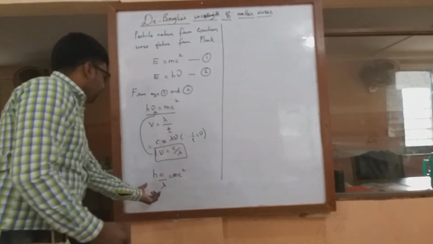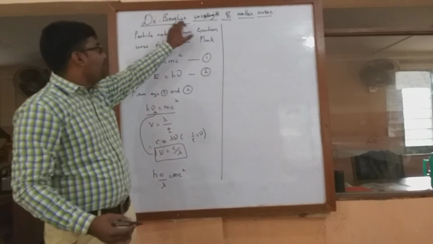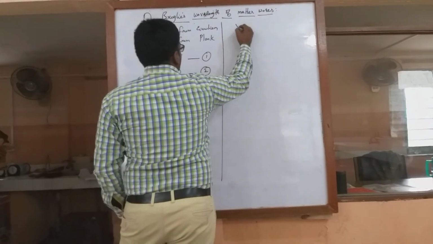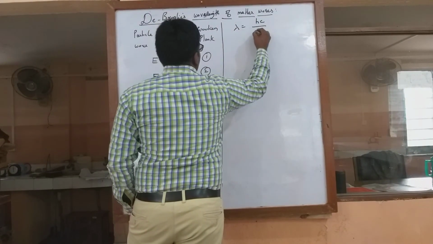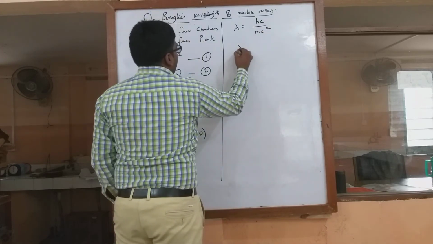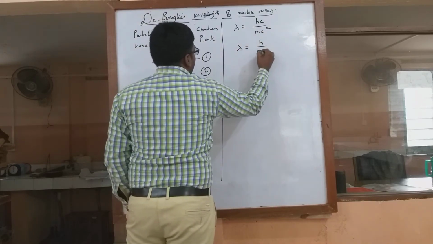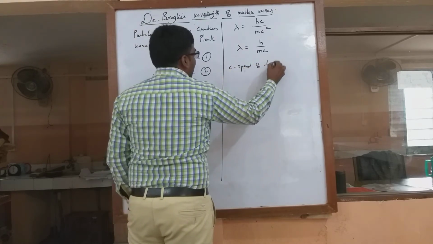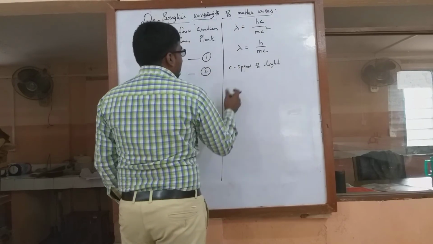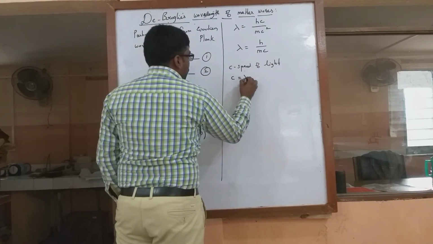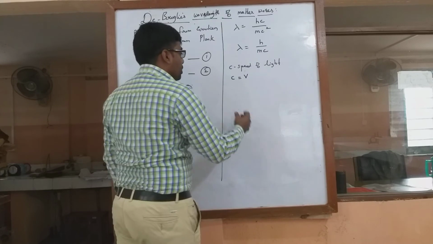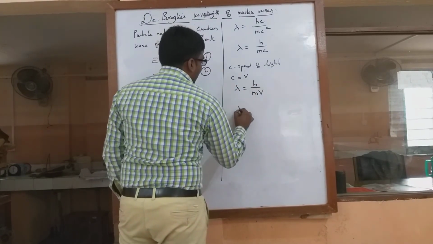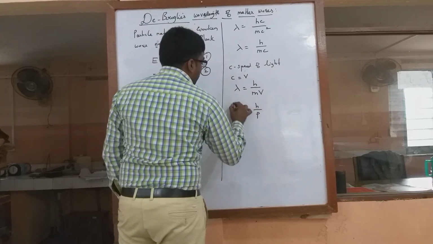Now we have to find out the wavelength. Actually, our aim is to find out the wavelength of matter wave. So lambda is a wavelength. So lambda is equal to hc by mc square, or lambda is equal to h by mc. Here c stands for speed of light. And here if you are considering a particle, we will consider c is equal to v, the velocity. Speed and velocity both are the same. So lambda is equal to h by mv, or lambda is equal to h by p.